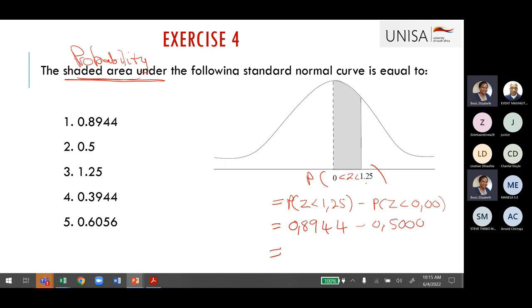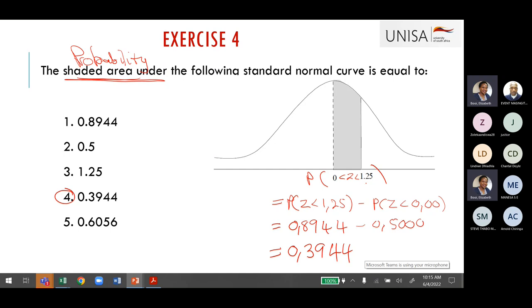0.8944 minus 0.5000 equals 0.3944, which is option number 4. That is how you will answer the question.